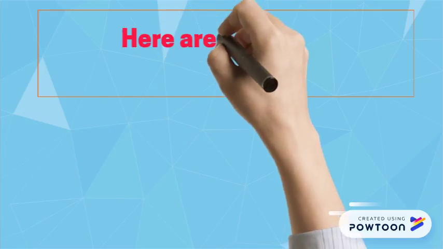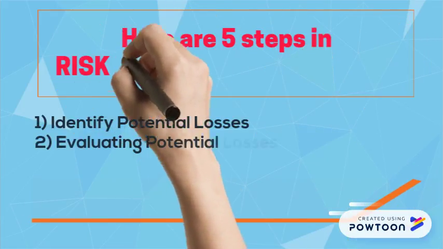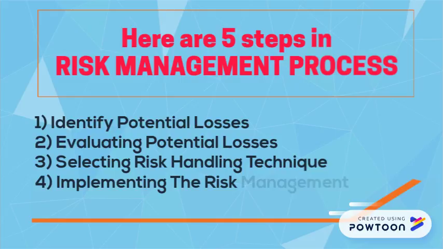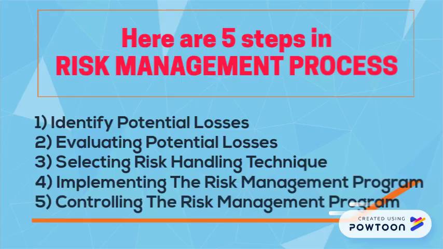Here are the 5 steps in the risk management program. First, you need to identify potential losses, then you evaluate it. Third, selecting the most appropriate risk handling technique. Fourth is for you to implement it. And the last step is to control the program. Let's take a look at the details of each step.